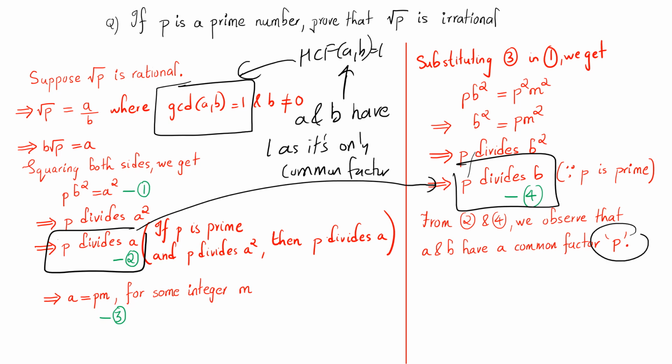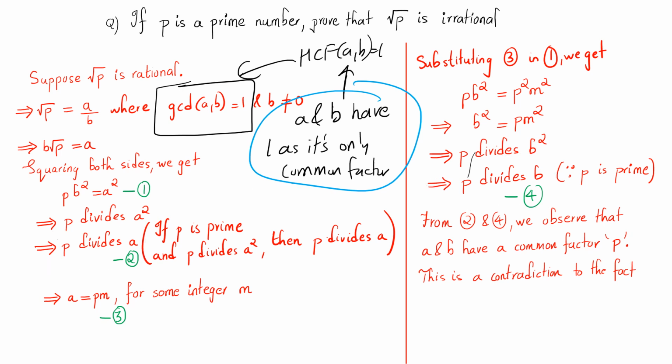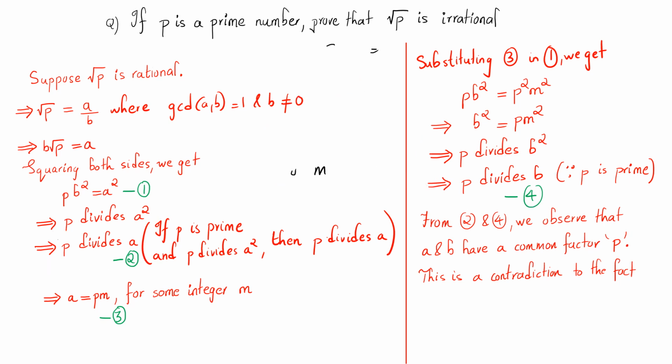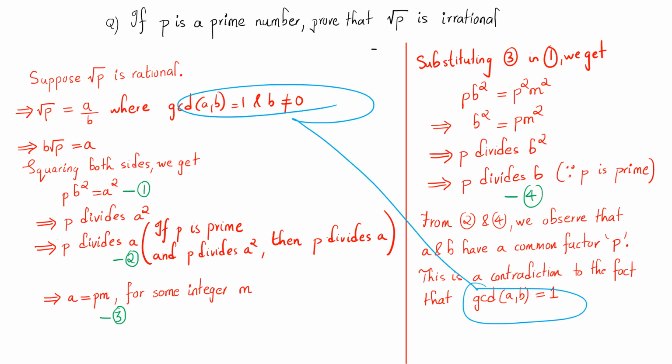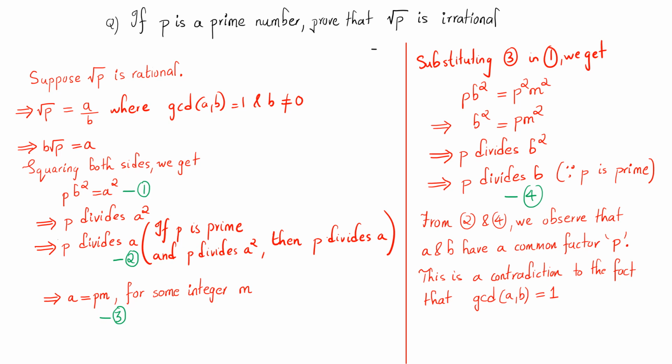But initially, what did we say? Initially, we had said that a and b have one as their only common factor. So don't you think that is a contradiction? Don't you think we are contradicting ourselves? Yes, so that is the contradiction that we are talking about. This is a contradiction to the fact that GCD of a, b is equal to 1. We ended up showing that p is a common factor of a and b as well, which is a contradiction.